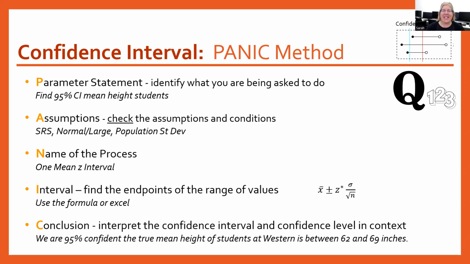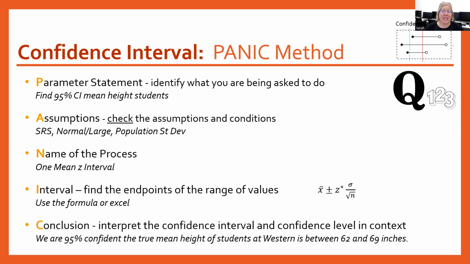The N in panic is just the name of what you're doing. The one means Z interval. And the reason I have people write that down is there are more than one type of intervals. And so this helps me if it looks like you're lost, it tells me what you were thinking you were supposed to be doing here. So I have a better idea of how to help you get back on track.